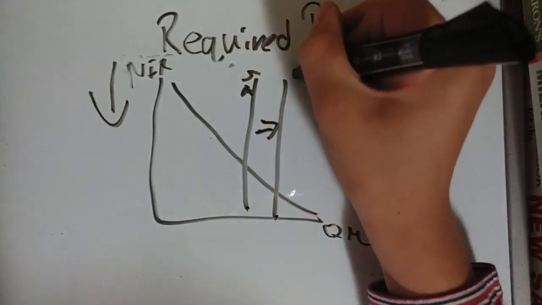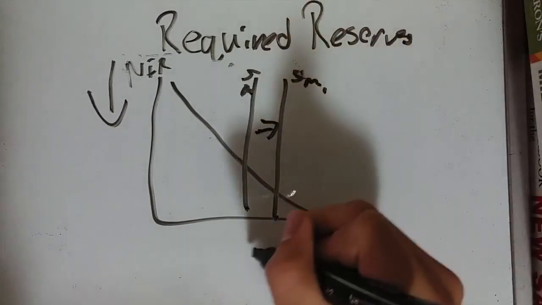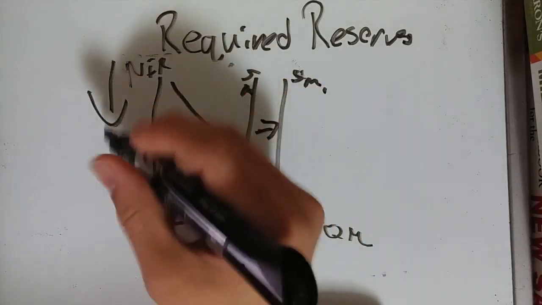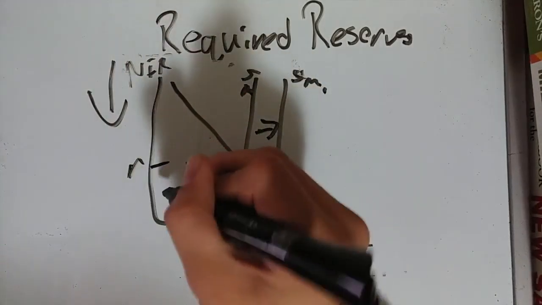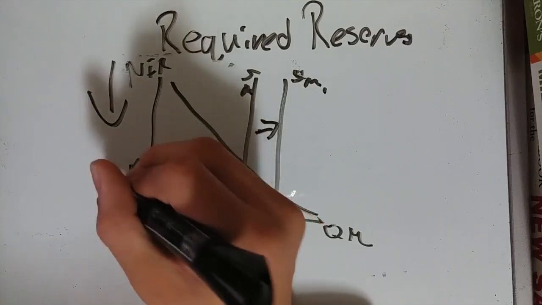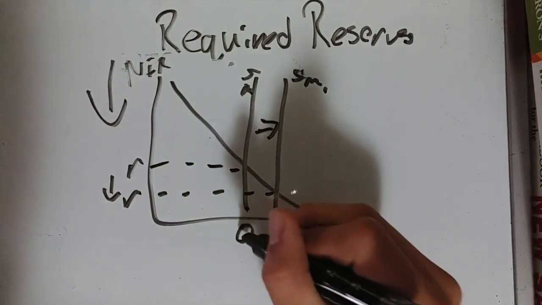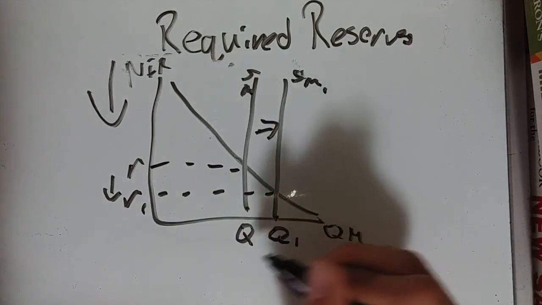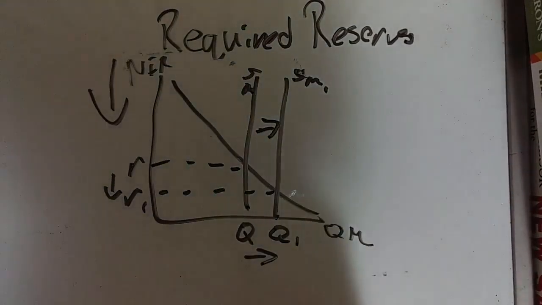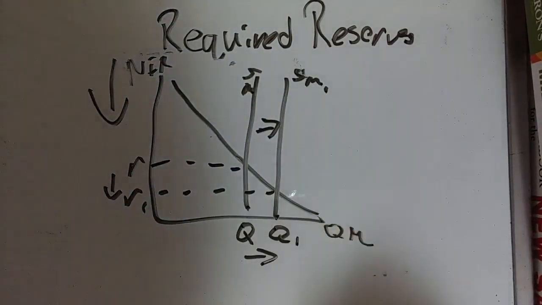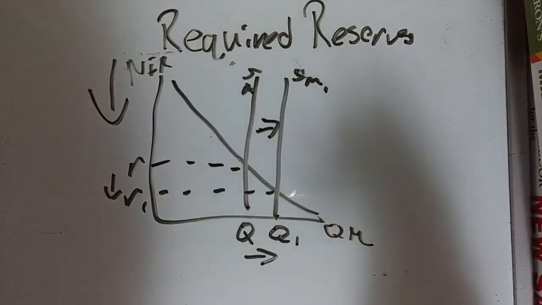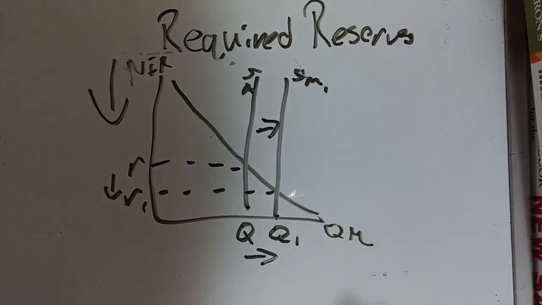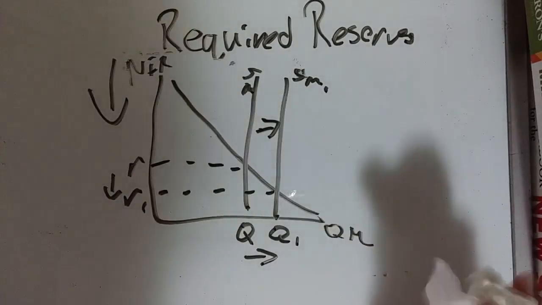The supply of money shifts to the right, causing your interest rate to decrease, while causing your quantity to increase. That happens because now banks can lend out more money. There's more money in the market, increasing the supply of money.